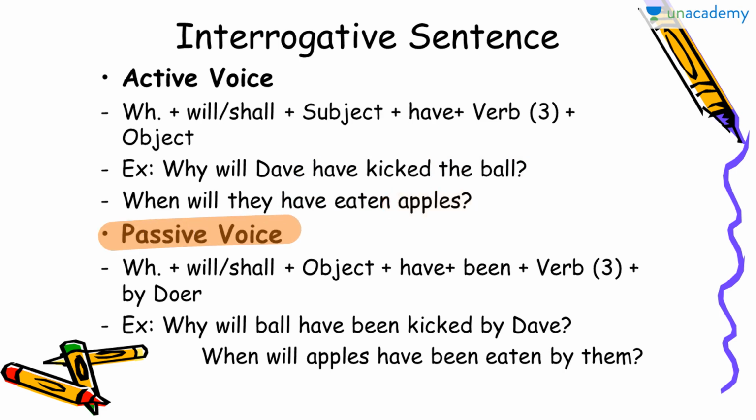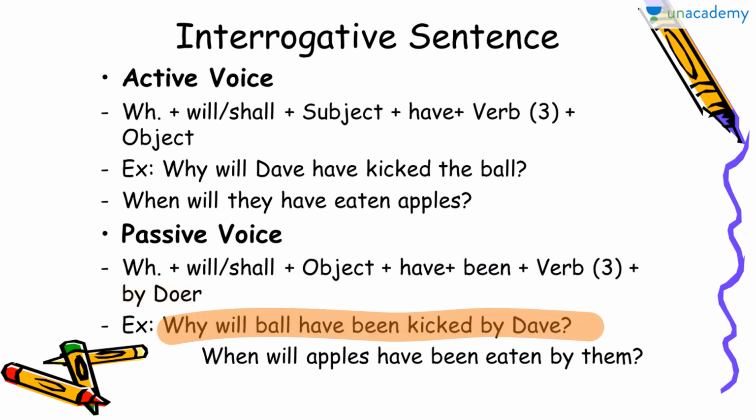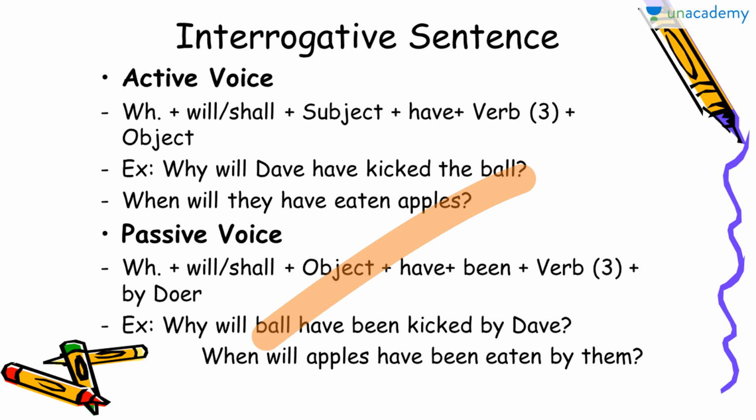In passive voice, the WH word remains the same as in the active voice, followed by will or shall plus the object on which the work is done. Then have, then been, then verb third form, and at last by whom it was done. For example, why will ball have been kicked by Dave? So this why remains the same, will remains the same. The ball, which was the object here, comes at this position. Have remains the same. Been is added in passive voice. Kicked remains the same. And Dave, who is the subject over there in active, comes at last over here.